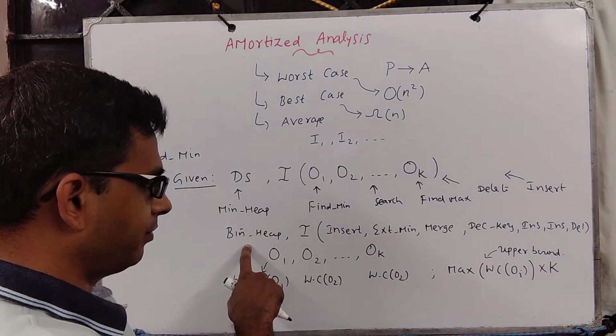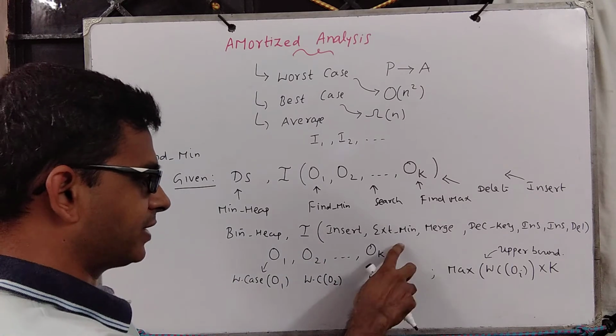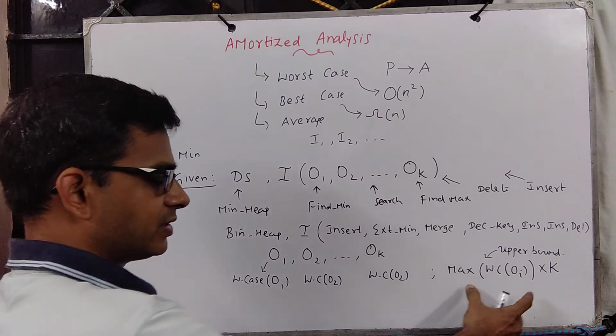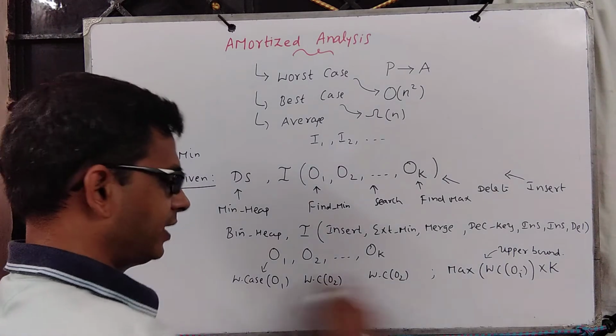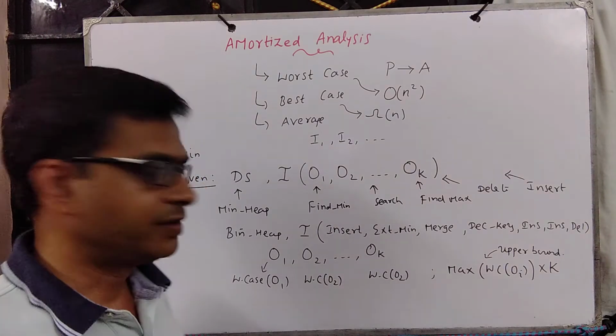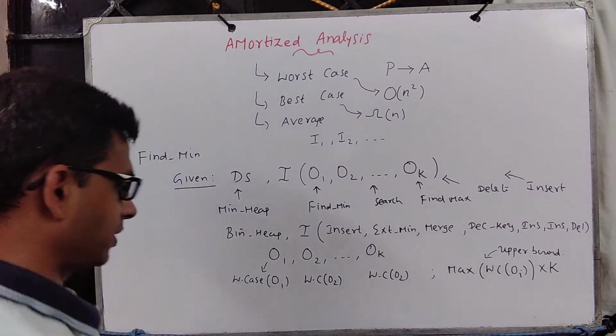If it is by a min binomial heap, then it is order log n. Extract minimum is order log n. So for each of this, what is the cost? Take the maximum, and there are k operations, so into k. So this will tell you the upper bound for this input sequence.